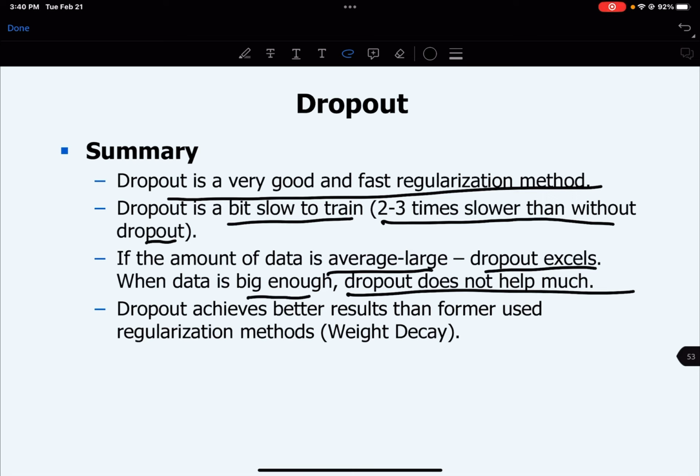So for average size data up to large, we can see that dropout does improve the performance. But if the data is very big, then we may not need the help of dropout to improve the performance of your network. Then we can say that dropout also achieves better performance than other formerly used regularization methods.